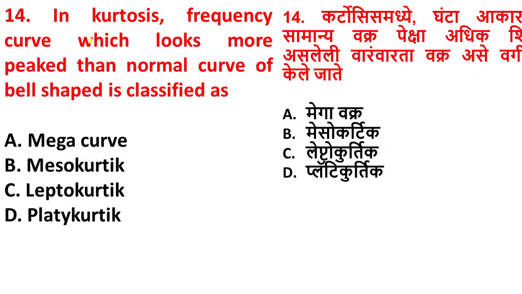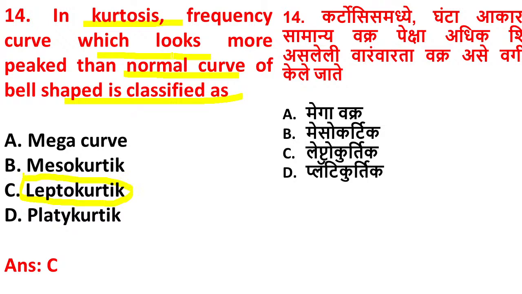Question number 14. In kurtosis, a frequency curve which looks more peaked than the normal curve of bell shape is classified as: option A, mega curve; option B, mesokurtic; option C, leptokurtic; option D, platykurtic. Yes, here the right answer is option C, leptokurtic.